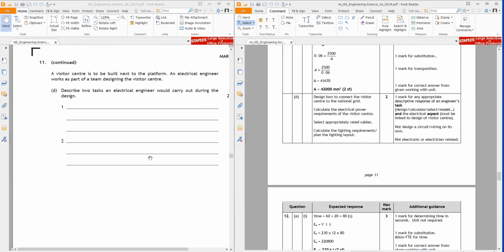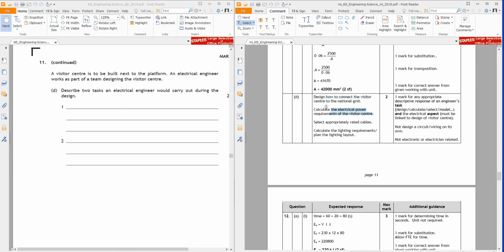Okay. Visitor centres will be built next to the platform. Electrical engineer work is part of it. Now, these electrical engineers are not installing anything. They are the people who design them, the people who test them. They will not be using a screwdriver. So they'll design how to connect the visitor centre to the national grid.